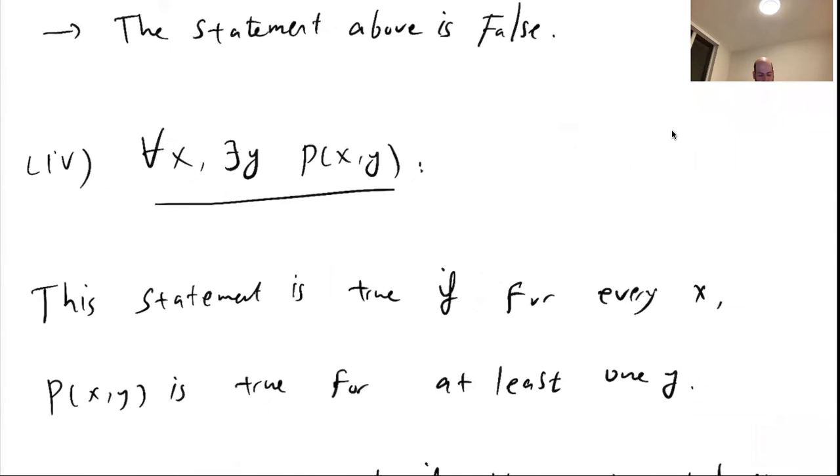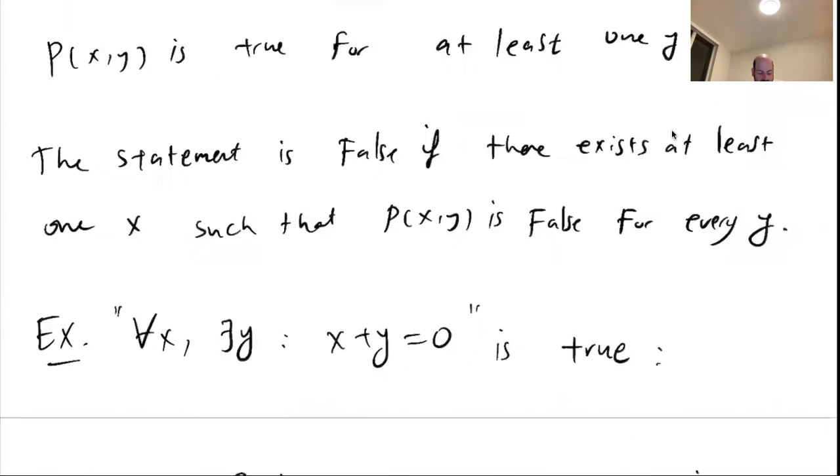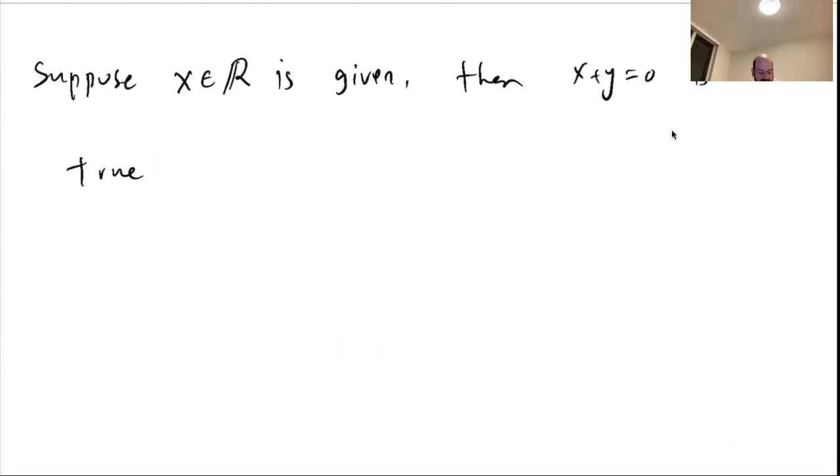So see, for every x, I have to assume that some arbitrary x is given. Then I have to show p of x and y is true for at least one y. So far I assume some x is given, then I have to show x plus y is true for at least one y. So can you tell me which y value should I consider to have a guarantee that x plus y is equal to 0? Again, remember, I don't know what the value of x is here. It could be 2, could be 5, could be 10, could be -2. But you have to tell me, no matter what x is, what should I choose as y to have a guarantee that x plus y is 0?